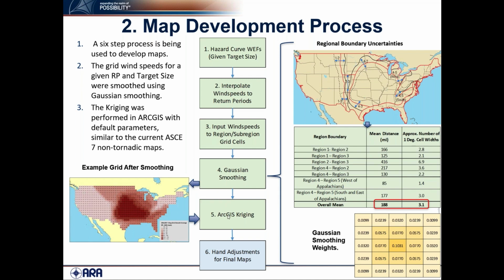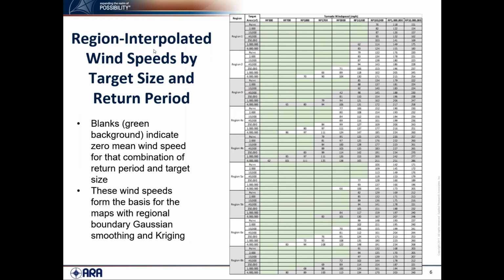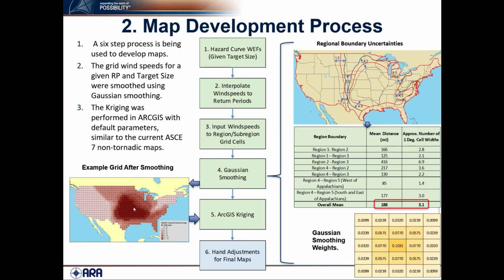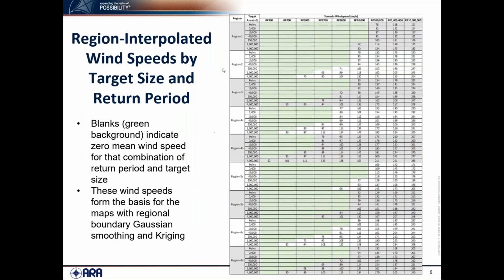Then we use in ArcGIS a kriging function to put contours on the maps, and then some final adjustments, hand smoothing, and final cartography to make the maps look nice. And how did we get the values that we put into this table before the smoothing? For each different return period, 300 years, 700 years, 1700, whatever, and for each different region, regions 1, 2, 3, 4A, 4B, and then for each different target size, we have the values.